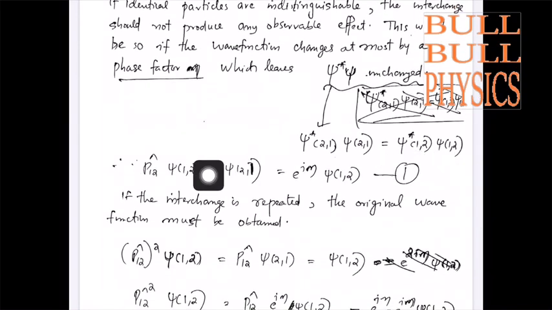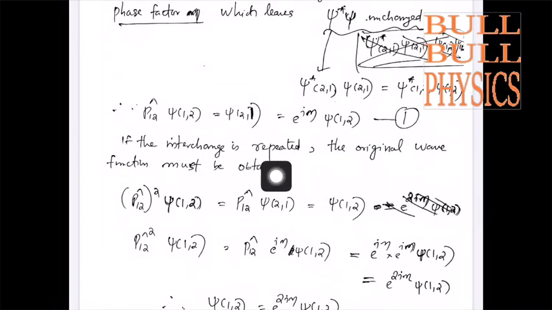Or we can say that when this operator P12 acts on psi 12, we get psi 21, which is basically e to the power i eta. This is the phase factor, eta is the phase factor. So e to the i eta psi 12. So P12 psi 12 is equal to e to the i eta psi 12. So the change is by a phase factor.